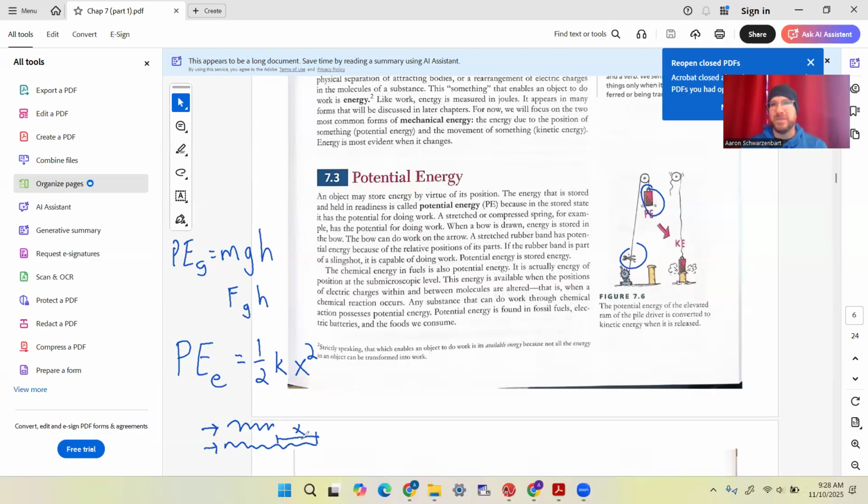Those are both types of mechanical energy. Mechanical energy is energy of moving things, or in this case, potential. We'll deal with all kinds of energy in the future, but for this unit that we're doing on mechanics, we're going to focus on mechanical energy. The other type of mechanical energy is kinetic energy, which has an equation of 1/2 mass times velocity squared.